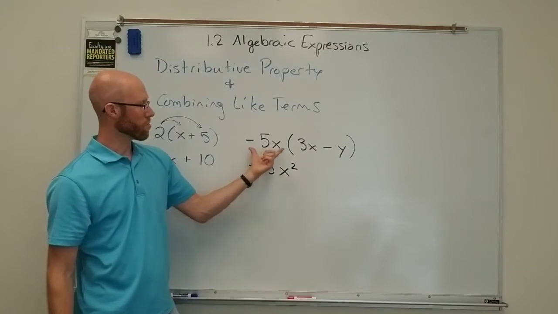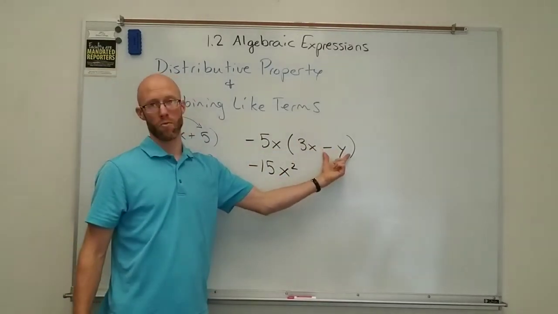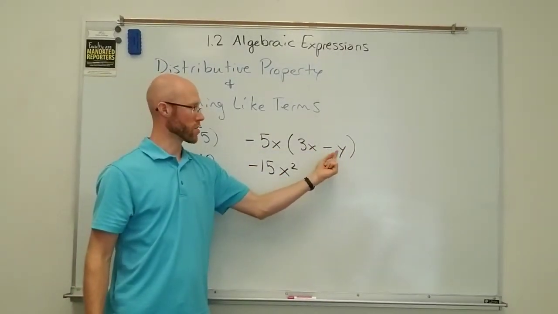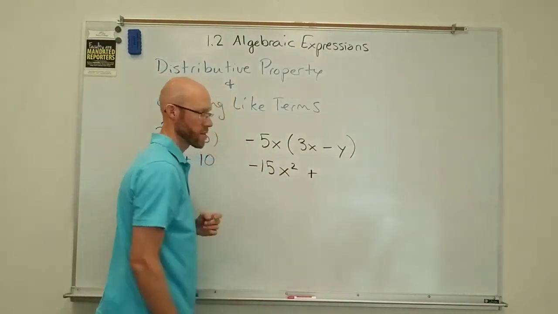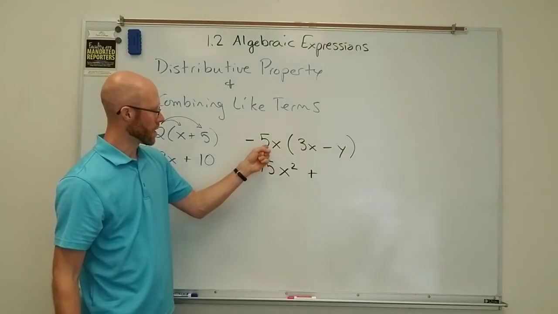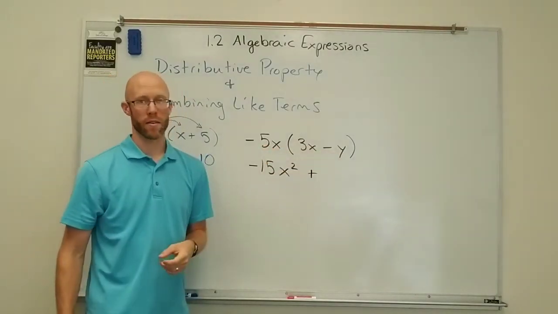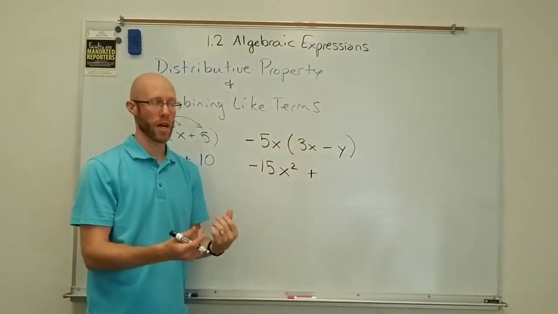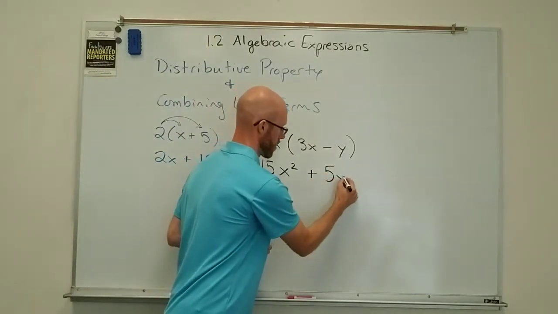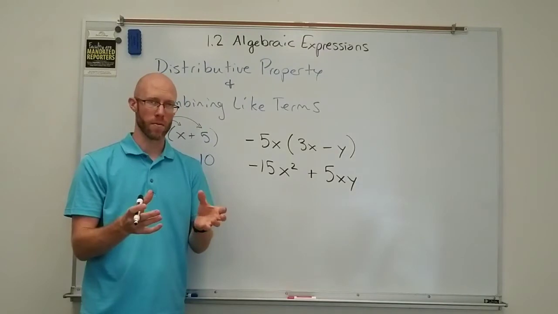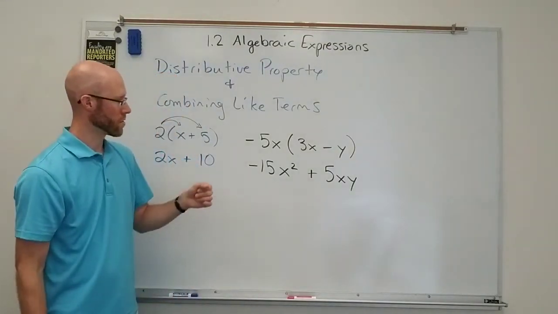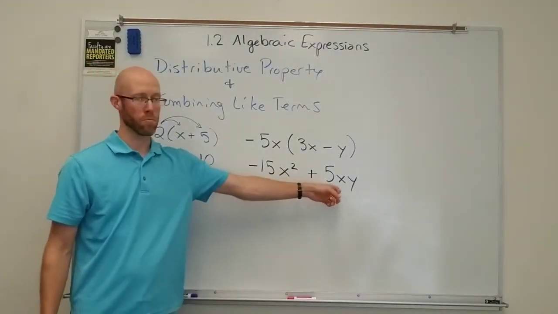Then we take the negative 5x and multiply it by the negative y, and the subtraction sticks with the y. The double negative makes for a positive. And then we have a 5xy. Okay, the x and the y, we just multiply them together, and it becomes a product of two variables, x times y. Okay, so negative 15x squared plus 5xy.